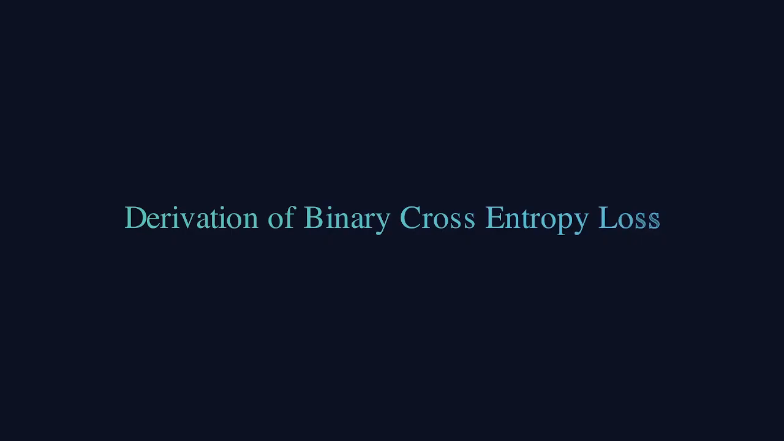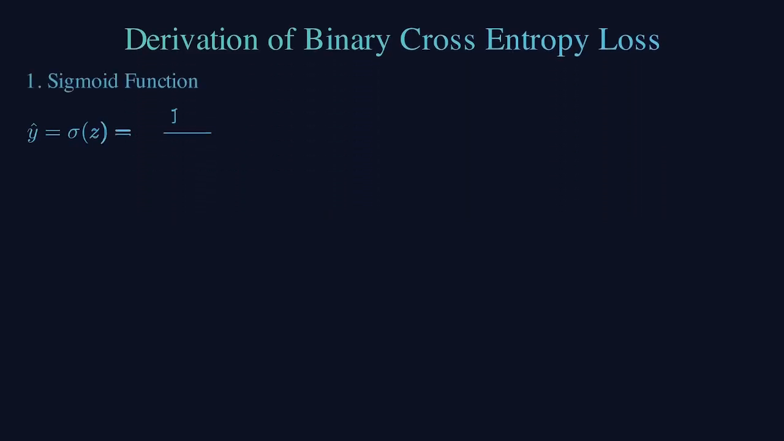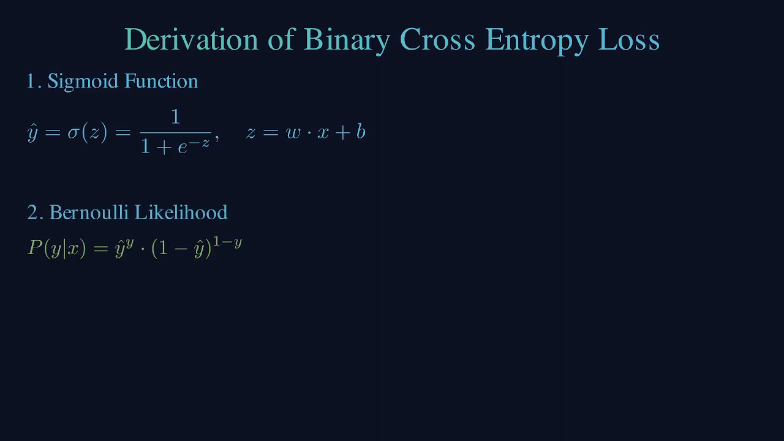So now let's see how the binary cross entropy loss formula is derived. Sigmoid function says the predicted y, that means sigmoid of z, is equal to 1 upon 1 plus e to the power minus z, where z is equal to wx plus b. Now let's see the next thing. The Bernoulli likelihood function says that probability of y given x is equal to y predicted to the power y, times 1 minus y predicted to the power 1 minus y.